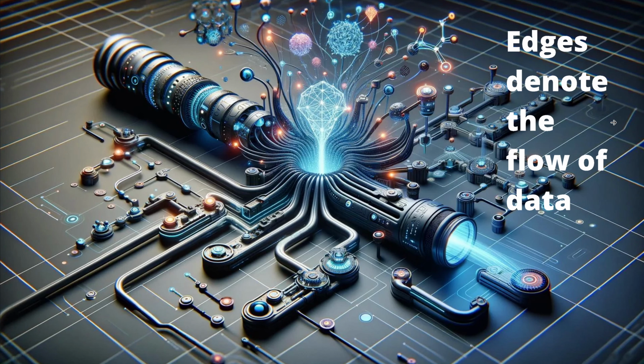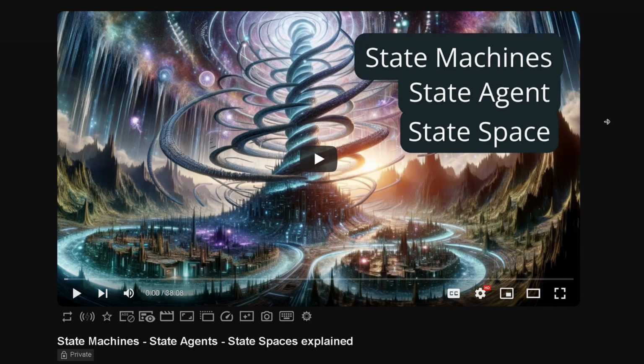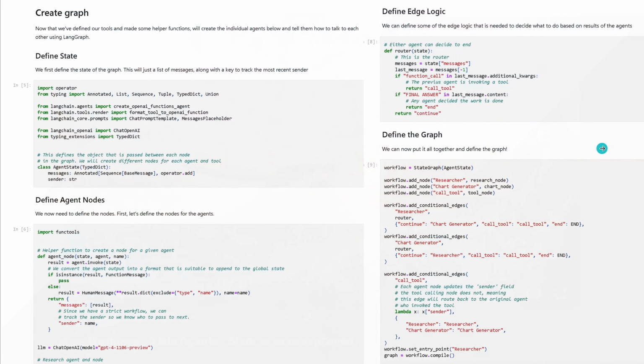And this is nice. So, in my last video where I explained the state machine and the state space differences, I showed you that with LangGraph, now the development of LangChain to LangGraph, multidimensional, we have how to create a graph. We define the state of the graph. We define the agent nodes, we define the edge logic that we have, and then we put everything together and we finally define a graph.